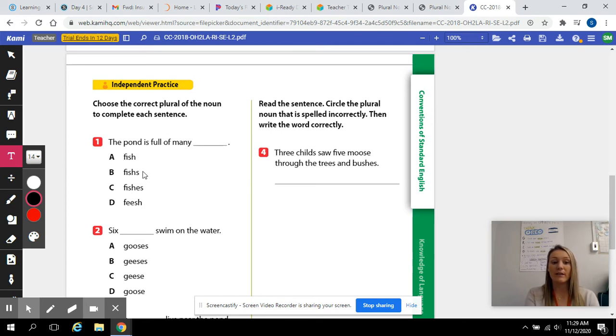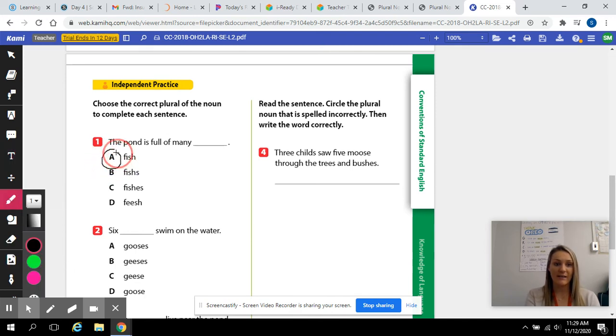The pond is full of many fish. The pond is full of many fishes. Or the pond is full of many fish. Okay. The answer is the pond is full of many fish. Okay. That is already plural. You don't have to change that. So let's circle that. So it's A. Okay. So do 2, 3, and 4 on your own.